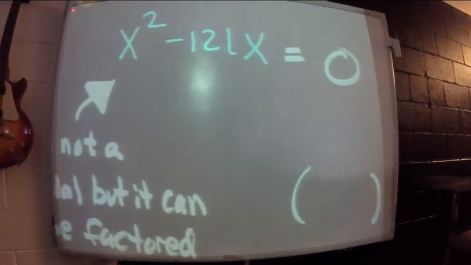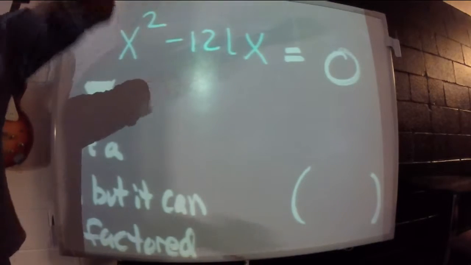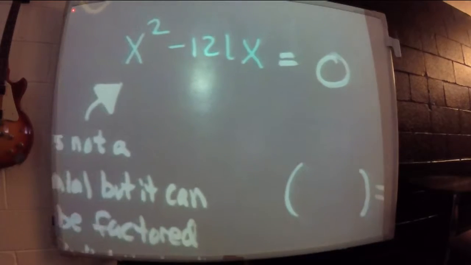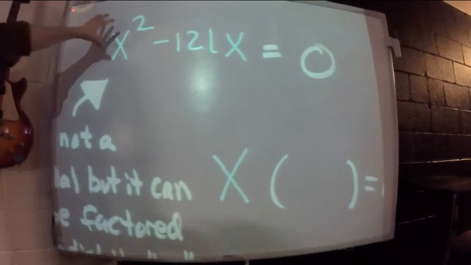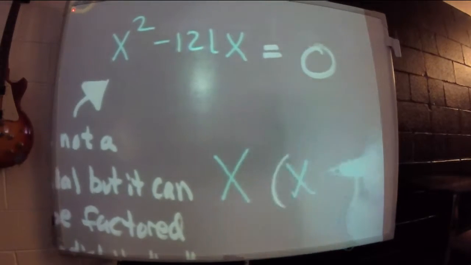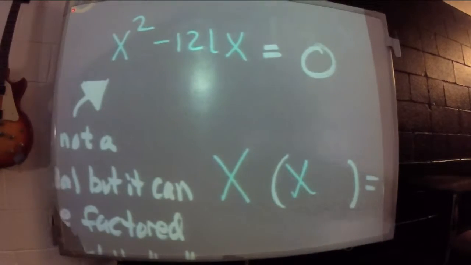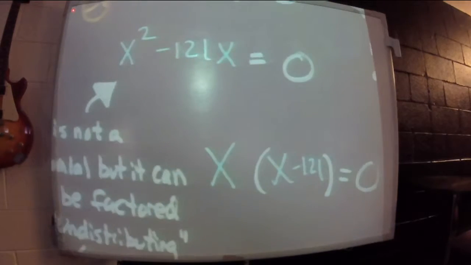You can undistribute. Both of these pieces have the letter x on them. So if I undistribute an x and put it outside of a parenthesis, I can put an x right here. And if I took an x off an x squared, it leaves me with just x. If I took an x off of my 121x, I just get minus 121. Exactly.